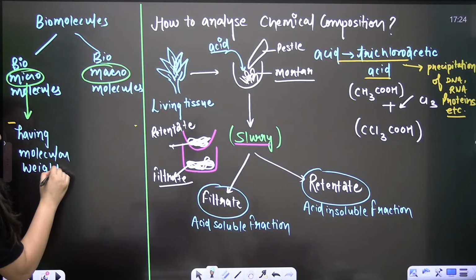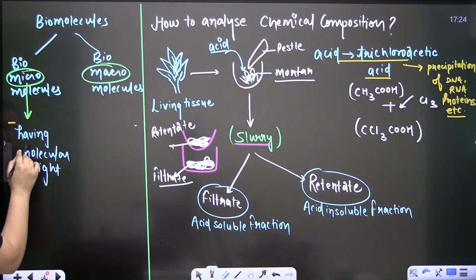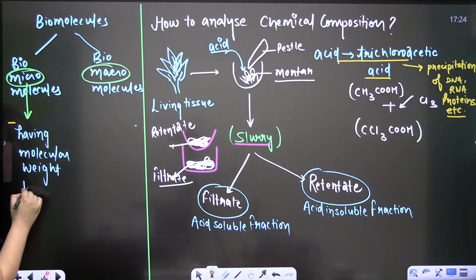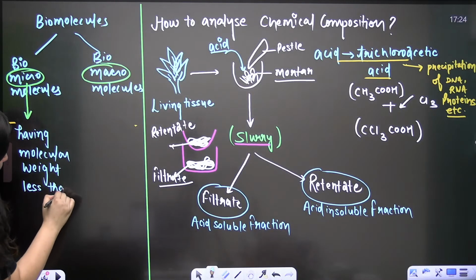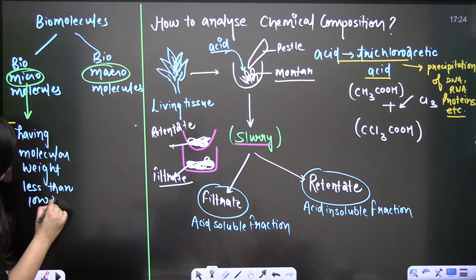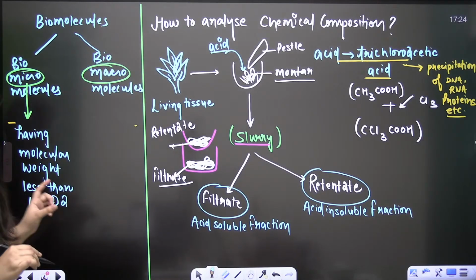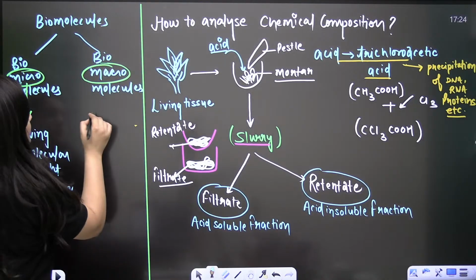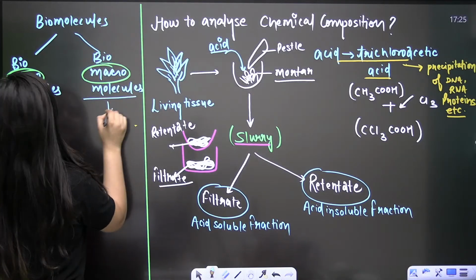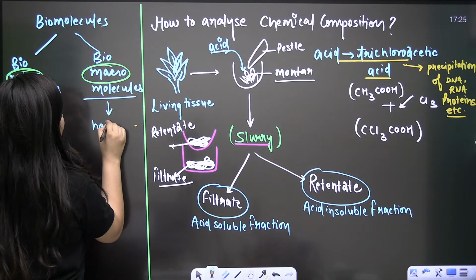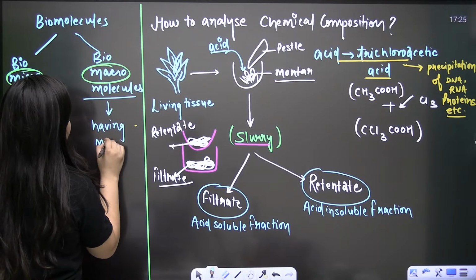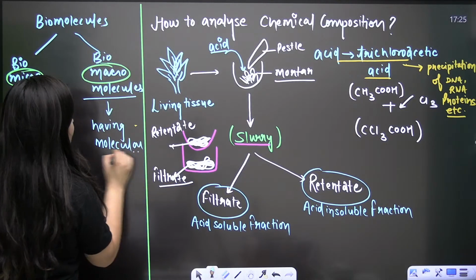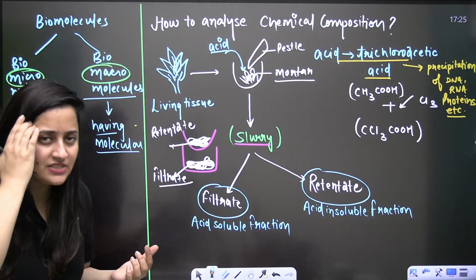Which molecules are biomicromolecules? Those having molecular weight less than 1000 Dalton. Dalton is the unit here for molecular weight. And biomacromolecules are the macromolecules having molecular weight above 10,000 Dalton. In some books it is given as above 1000 Dalton as well.